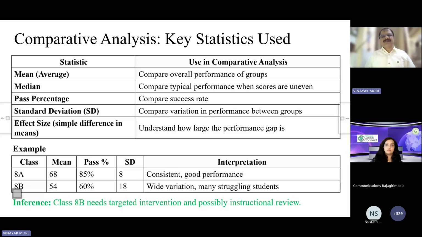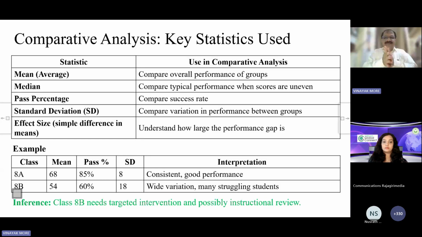What does pass percentage mean? In one particular class there are 10 students, and out of that, 5 students passed. Then 5 divided by 10 into 100, so 50% have passed. So the pass percentage of one class is compared with the pass percentage of another class. Similarly, you can calculate the standard deviation, and then you can see how the scores or students' marks are scattered around the mean. For effect size, you can simply find the difference between the mean of class A and the mean of class B.